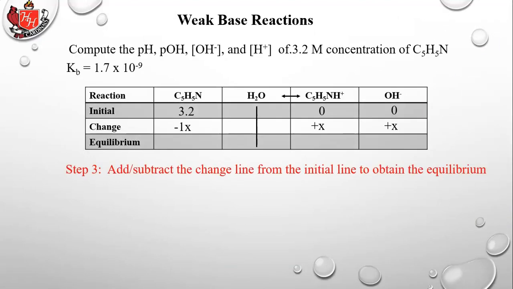Okay, so here we go. We're going to subtract on the left, 3.2 minus x. On the right, 0 plus x is x. Starting to look familiar, hopefully, how these change lines all kind of look the same. And this is even a base reaction. Whether it's an acid or base reaction, they all look the same.